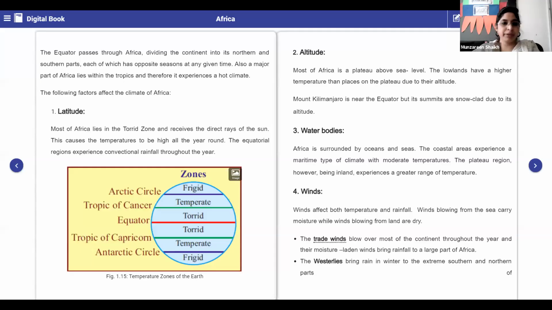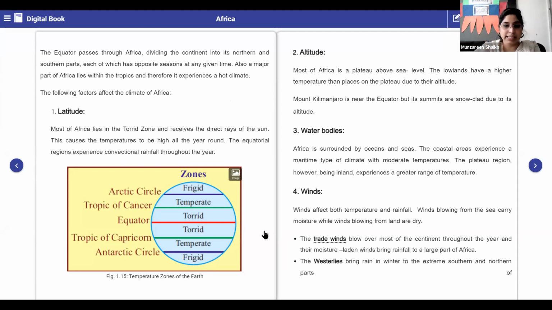All right. So, children, in the previous class, we had seen five main rivers. We also saw about lakes. Now, let us study more about Africa, the factors which are affecting the climate of Africa.